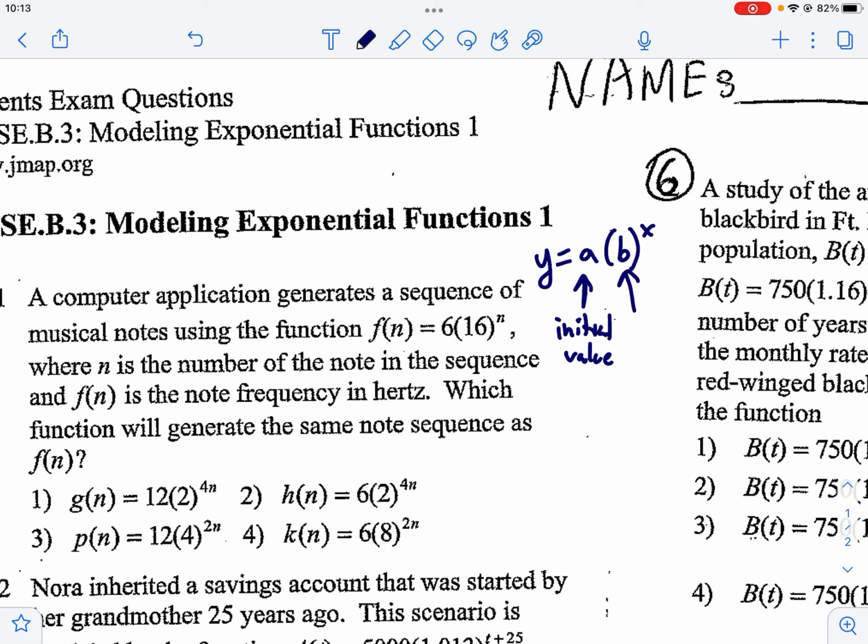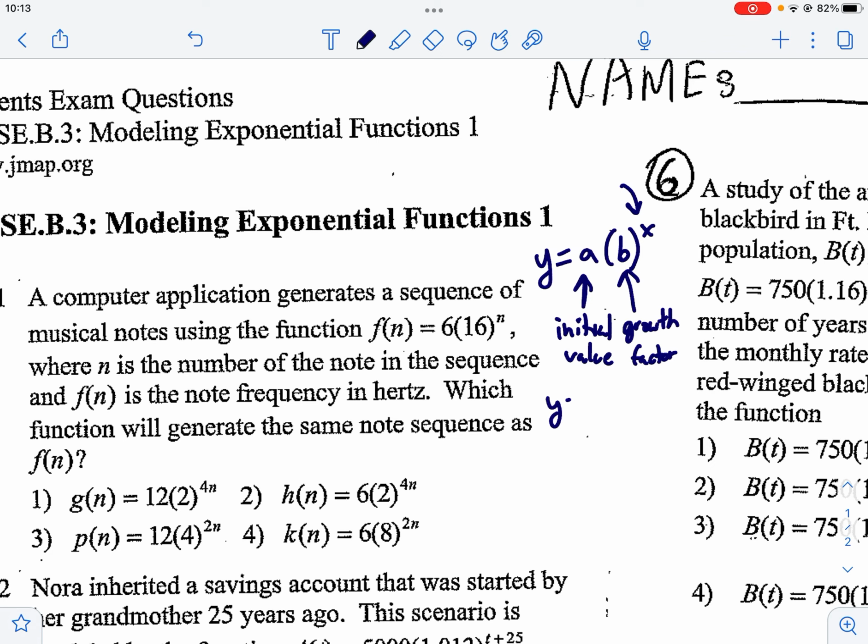The number that is the base for the exponent, usually shown inside of parentheses, that's the growth factor, or decay factor in some cases. It's how much the function is being multiplied by over and over and over again. And finally, the exponent, x, we can use to evaluate the function.